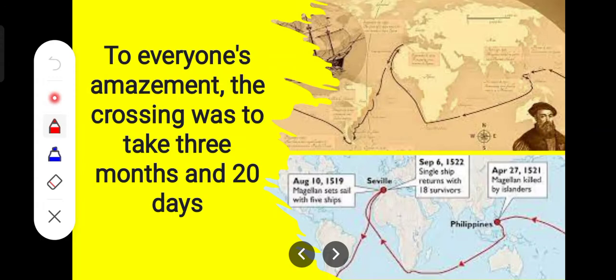So, to everyone's amazement, the crossing was to take 3 months and 20 days. Imagine, in search of fame and fortune, the explorer Ferdinand Magellan set out from Spain in 1519 with a fleet of 5 ships to discover a western sea route to the Spice Island. He discovered what is now known as the Strait of Magellan and became the first European to cross the Pacific Ocean. So, Ferdinand Magellan is the first to cross the Pacific Ocean.